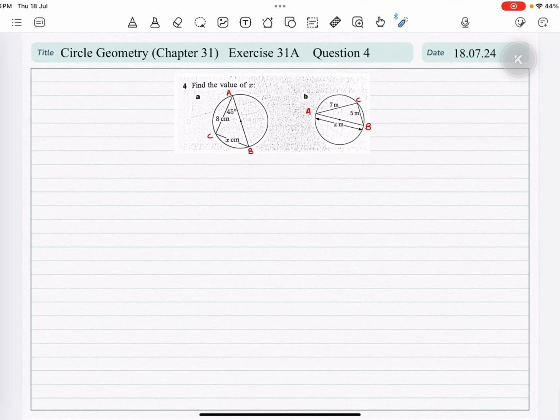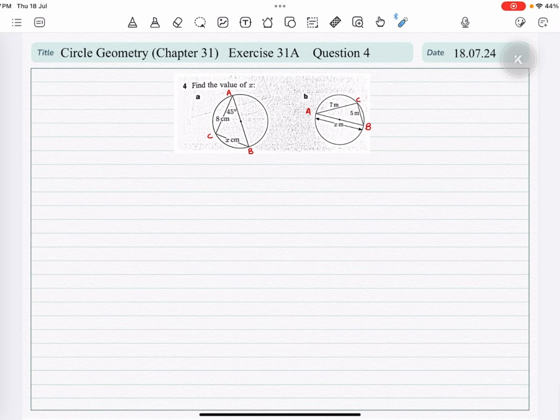Hello everybody, so today we're going to be dealing with Circle Geometry chapter 31, exercise 31a, question number 4. This question just asks us to find the value of x. In the first subsection we have to find CB, and in the second subsection we have to find AB. I've labeled it. You don't have to label it, but I've labeled it for better explanation purposes.